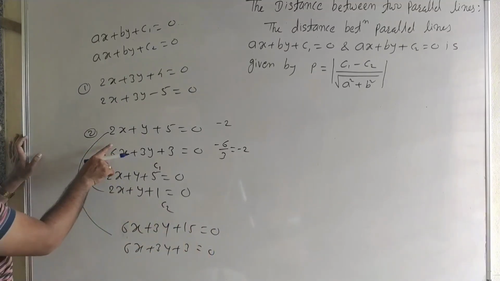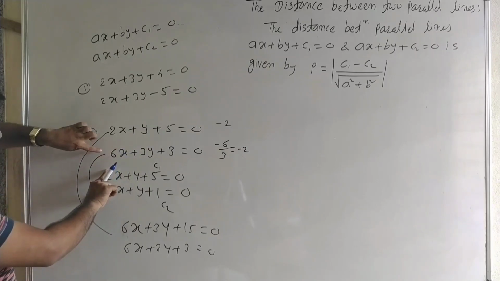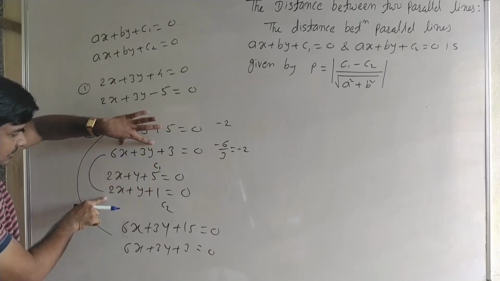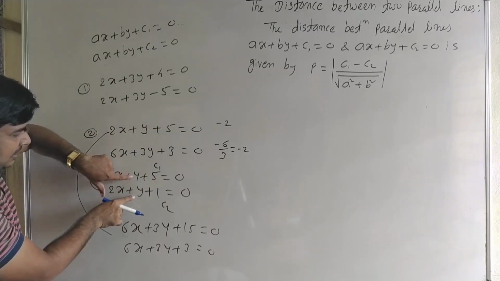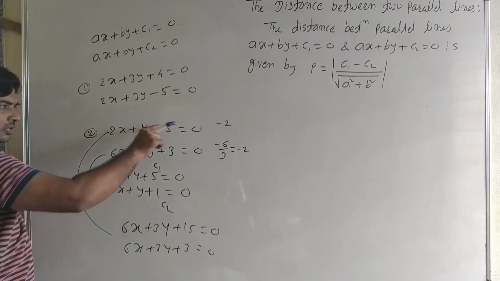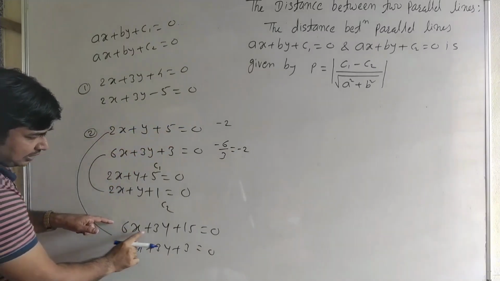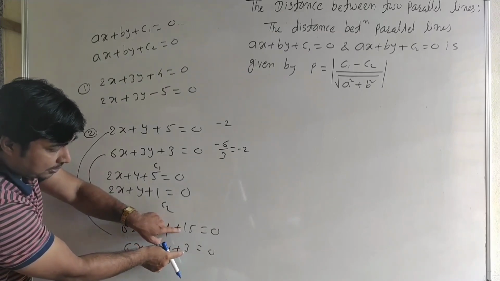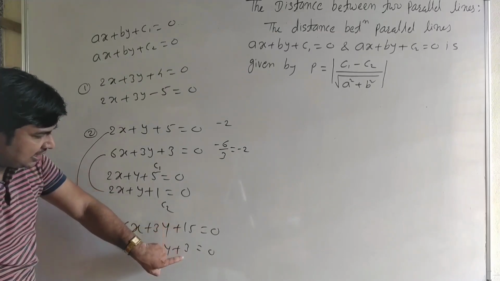Okay, here in the first, we multiply this by 1 by 3, that is dividing by 3, we get this. So the values of A and B are the same, and it is C1, C2. Or if we multiply the equation number one by 3, then we get this. Okay, it is A, B, and the values are C1 and C2.